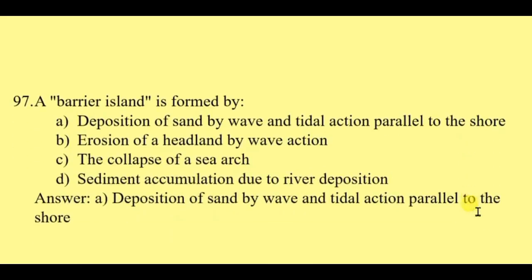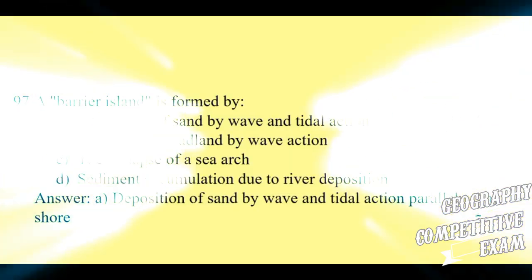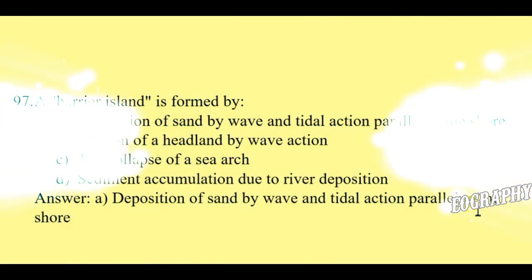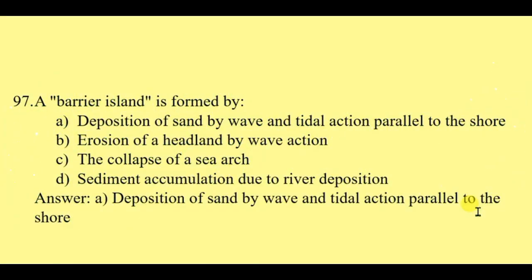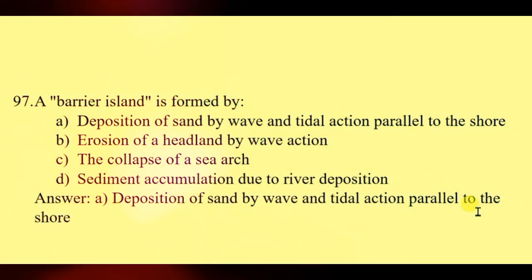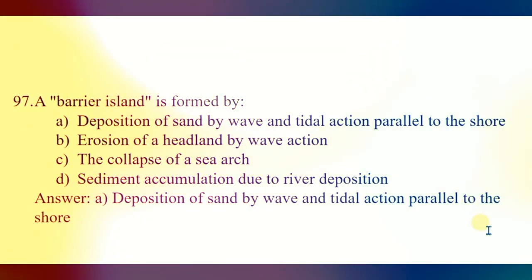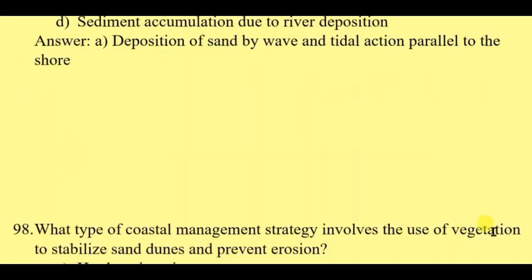Question 97. A barrier island is formed by deposition of sand by wave and tidal action parallel to the shore, erosion of a headland by wave action, the collapse of a sea arch, sediment accumulation due to river deposition. Here the correct answer will be deposition of sand by wave and tidal action parallel to the shore.